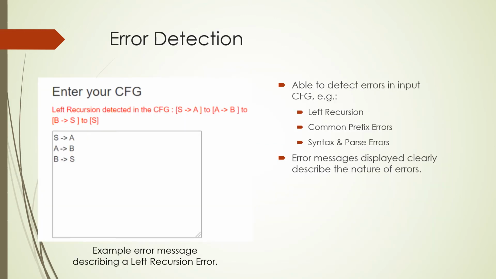The application is also able to identify errors in the CFG input by the student. These errors include left recursion, common prefixes, and miscellaneous syntax and parse errors. Should any errors be detected, a detailed error message will be displayed that clearly states where the error occurred and the nature of the error. This allows students to easily detect and prevent such errors in the future.